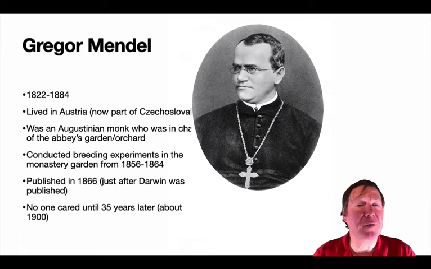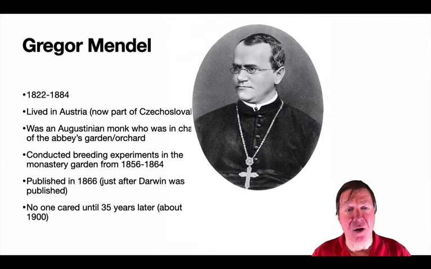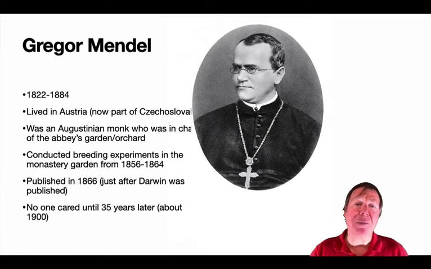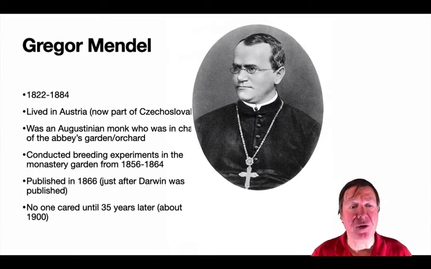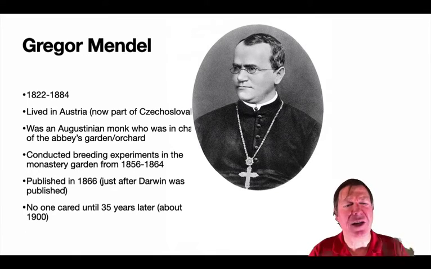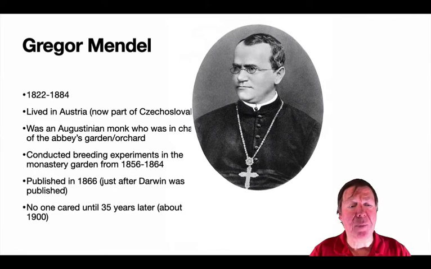Anyways, he did a whole bunch of breeding experiments in the garden, and he published his work in the scientific journals of the time, which was right after, in 1866, and you don't need to know the dates or anything like that, right after Darwin published his, and nobody cared. All right, but what he published was really important to Darwin's evolution because it explained how it could happen.